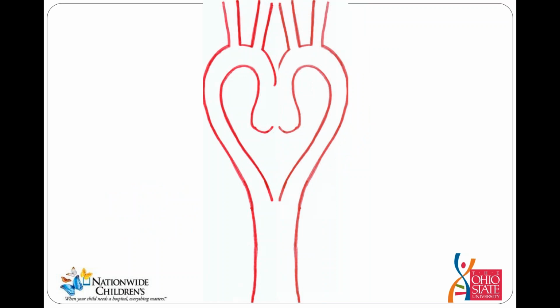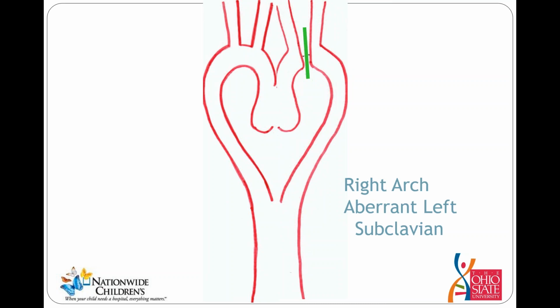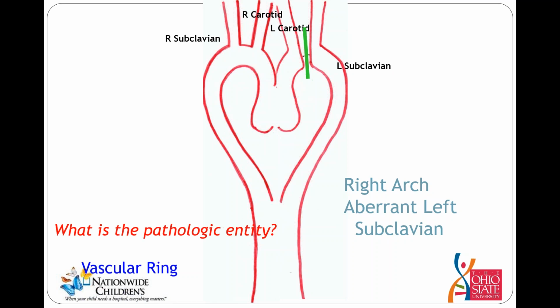Because the ductus is a left-sided structure, that's not a vascular ring, because your problem is off to the right. However, if you divide here, you are now a right arch with an aberrant left subclavian. Your ductus is still a left-sided structure, and that does constitute a vascular ring.